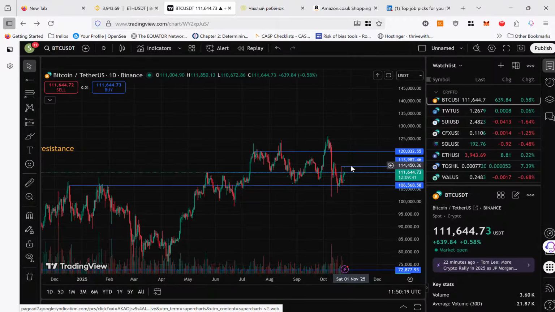If it breaks 111, 112, then the chances are the next levels are 120 and then 125, etc. If it doesn't break and starts hitting the resistance because there aren't enough buyers as opposed to sellers, then the market will go down. And then there's always a chance of it going really below 95.